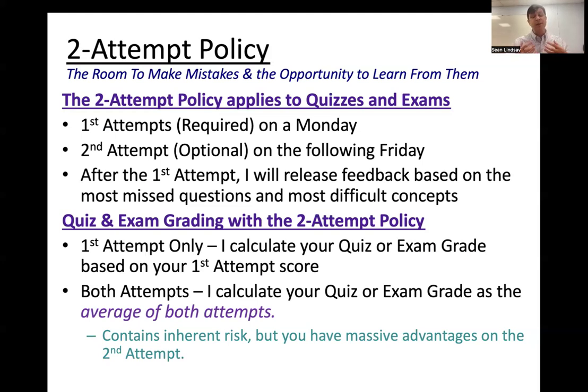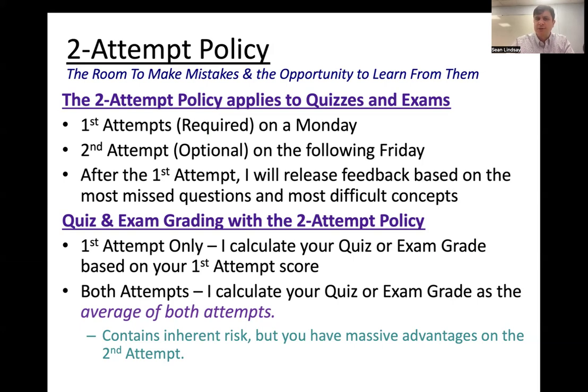So the way that actually plays out in the structure of this class is whenever you have a quiz or exam, you're going to have a first attempt at it on Monday. This is required, and treat it as if it was the only attempt. Because if you are happy with your score, you can skip the second attempt.